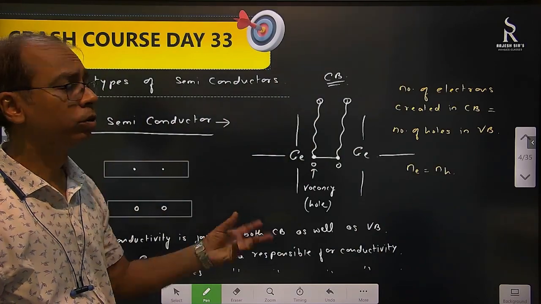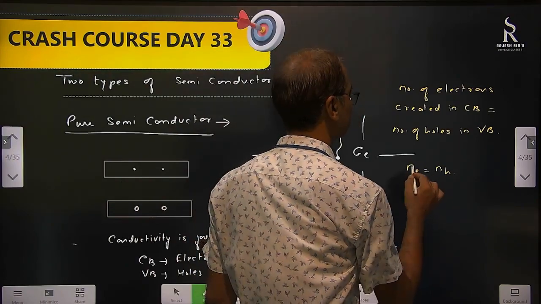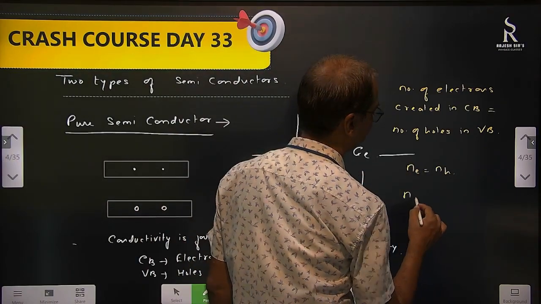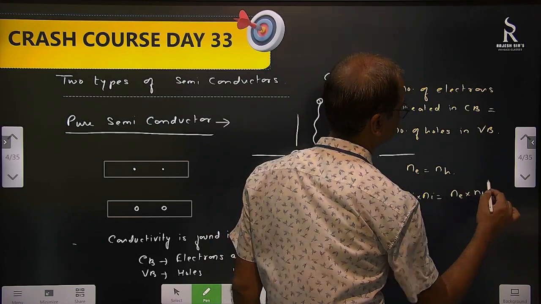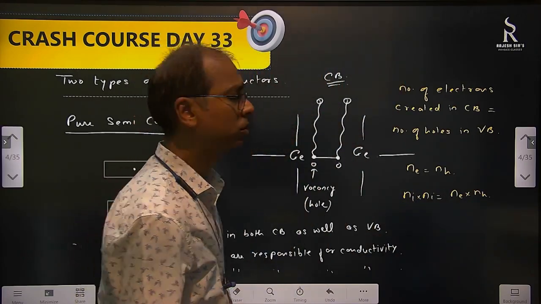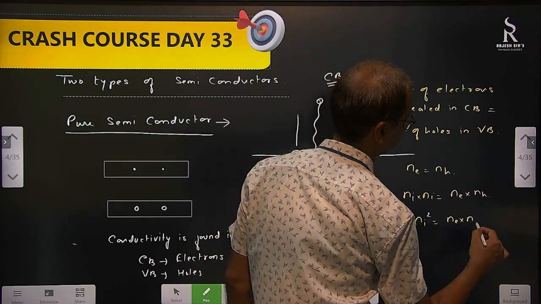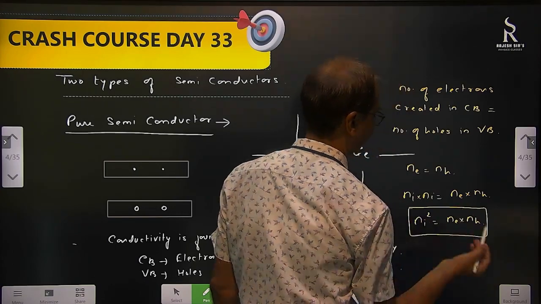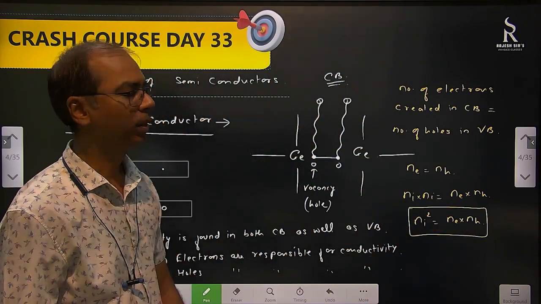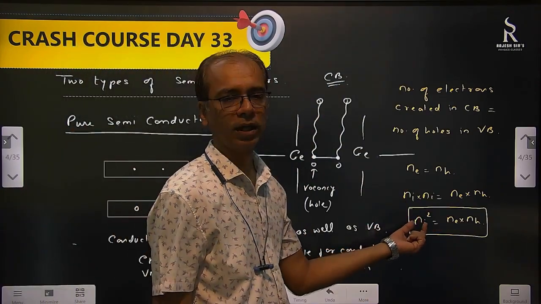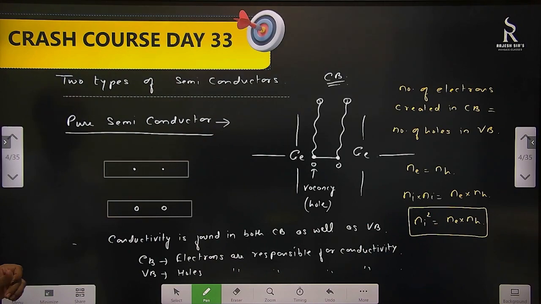Okay, now if you want to know the charge carriers, suppose that conductivity is because of this also and because of this also. So if we say Ni into Ni is equal to Ne into Nh, conduction band and valence band, so Ni square is equal to Ne into Nh. Sometimes a question is asked on this, so we should be able to find it out. The effective number of charge carriers is Ne into Nh. Ni square equals Ne into Nh. Okay, so this is the pure semiconductor.